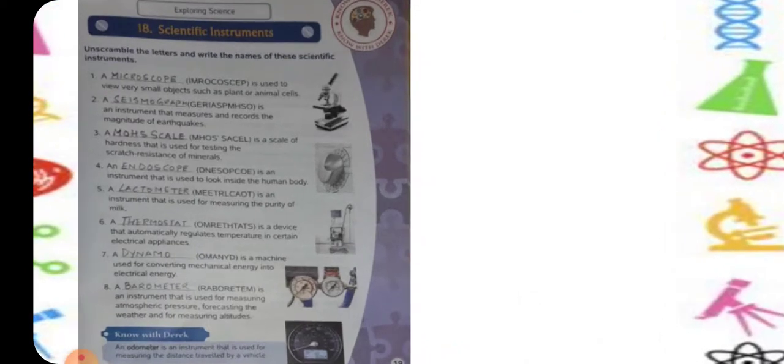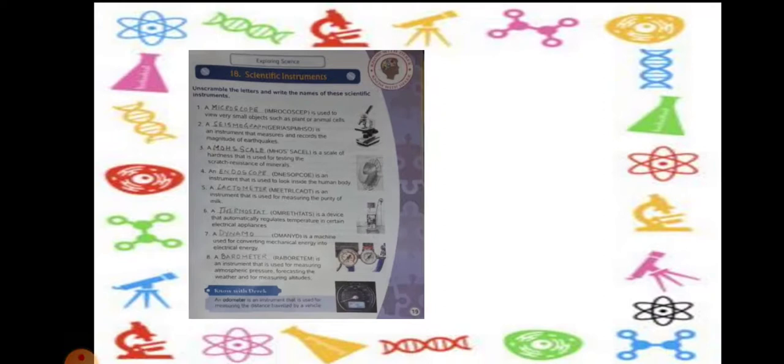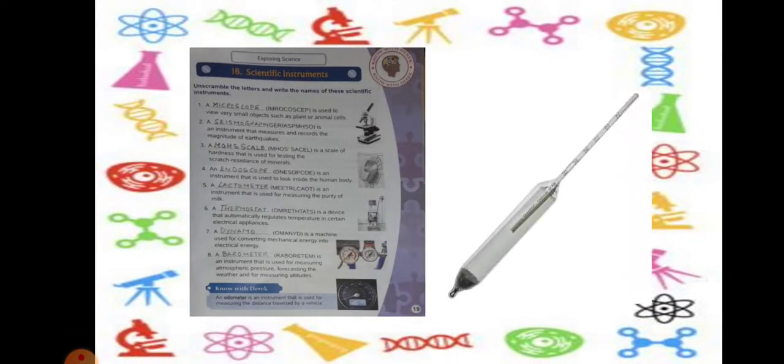Now we are coming to number 5. A dash is an instrument that is used for measuring the purity of milk. So it's a lactometer. A lactometer is this device you can see in the picture. This is an instrument that is used for measuring the purity. How pure is your milk? Through this instrument you can see how pure the milk is that you are using.